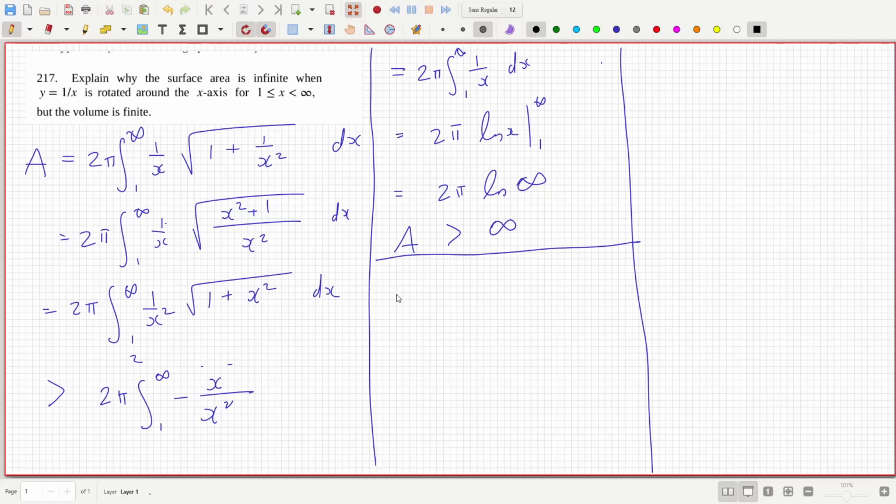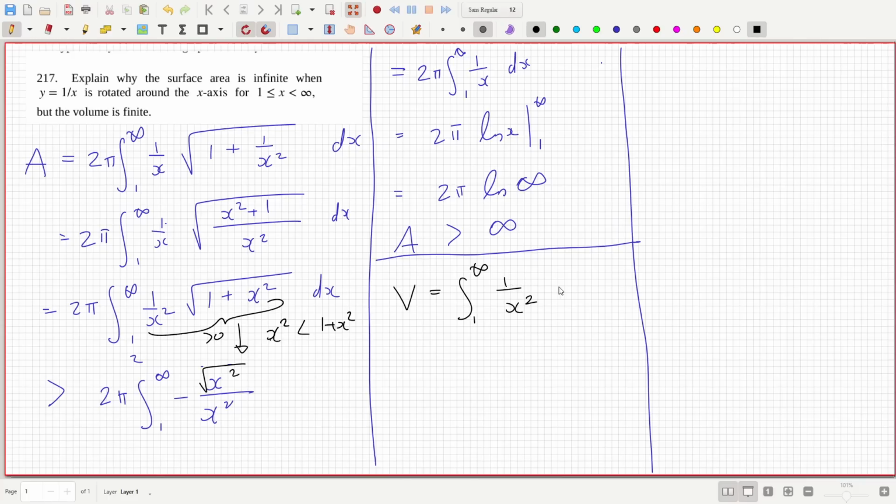But the volume, okay, well, the volume would be the integral from 1 to infinity of f of x squared. Now, by the way, that inequality I did there, that's because x squared is smaller than 1 plus x squared. So I've made all of this smaller, and it's also all positive as well. So that's why I could do that. Now let's look at the volume.